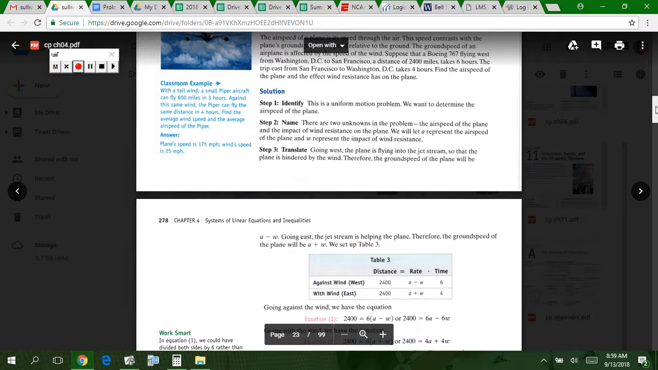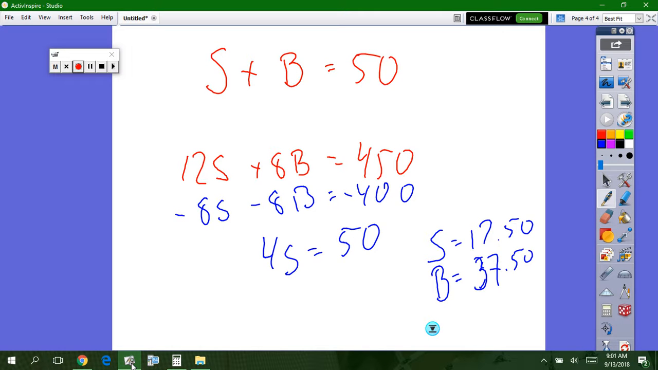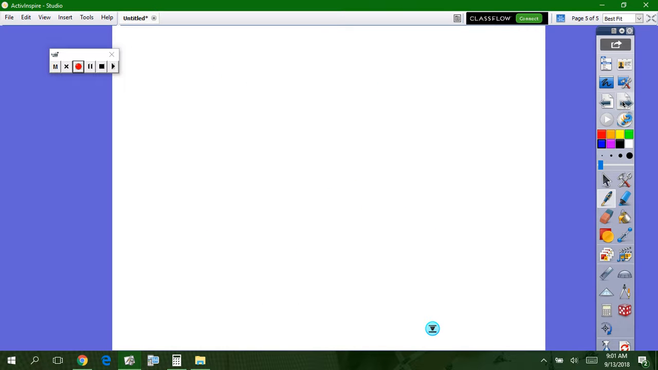Okay? So, information. Notice first off, 2,400 miles, right? 6 hours one way, 4 hours another, correct? Those are our important information. What do we know about distance? We should know this from another class or before. What do we know about distance? Distance equals what? You ready? Rate times time, correct? That's our formula.